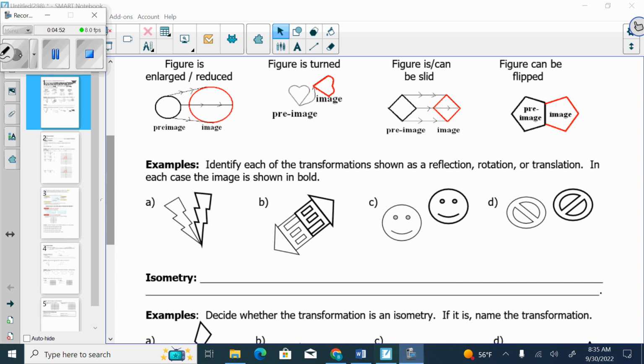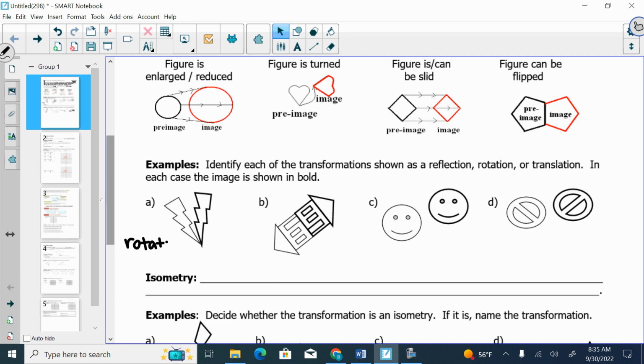Okay, so on figure A, what did we say happened there? Rotation, right? Good. So it was the same lightning bolt. It was tilted kind of to the side a little bit, and they just rotated it up some, right? Okay, what about figure B? So this one's a little bit tricky. You have to pay attention to where the door is, right? So what do we think this one is? It's also a rotation, right? It's not a reflection because if I folded this in half, the doors aren't going to meet up, right? So it's not a mirror image. This one is also a rotation. Good.